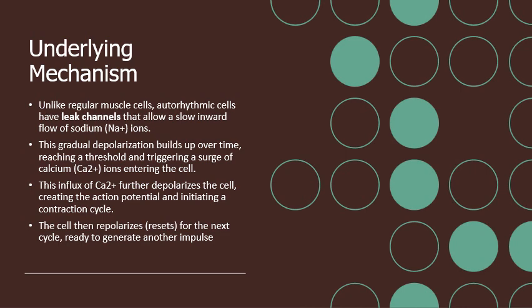And this next slide I have here, we're going to discuss the underlying mechanism. So unlike regular muscle cells that rely on external stimuli for contraction, autorhythmic cells have a unique property. First, they have leak channels. These channels allow a slow, steady influx of sodium ions into the cell. This gradual depolarization, called the diastolic depolarization, builds up like a charging capacitor.